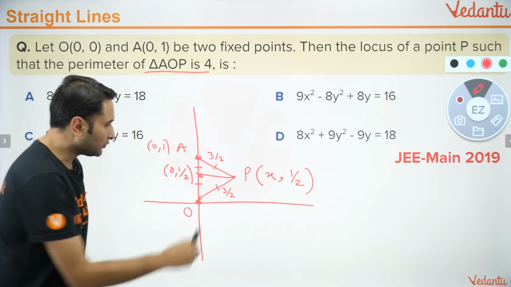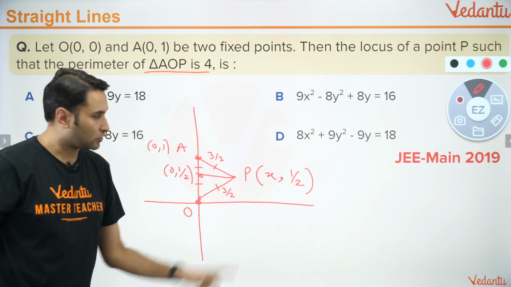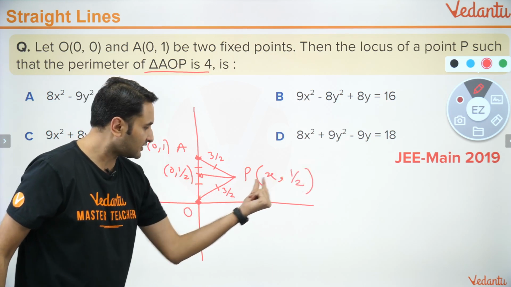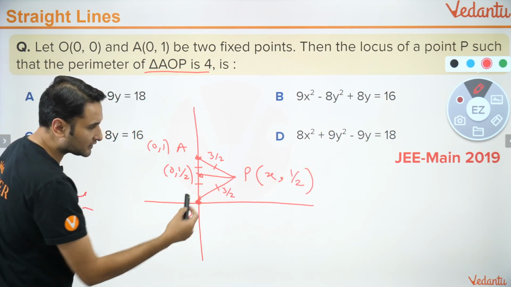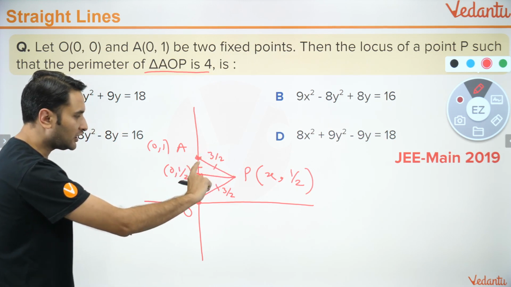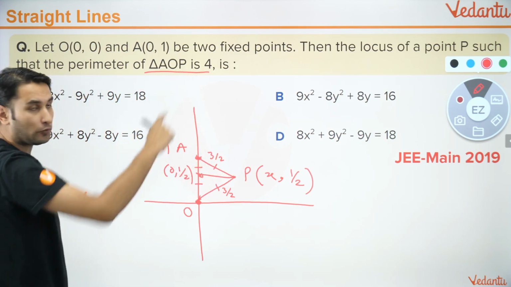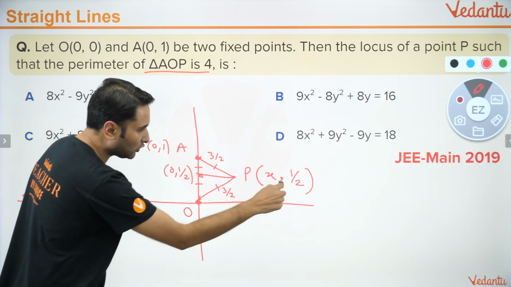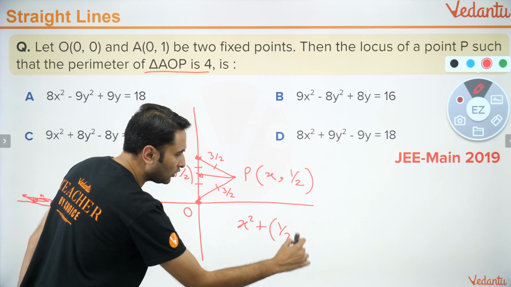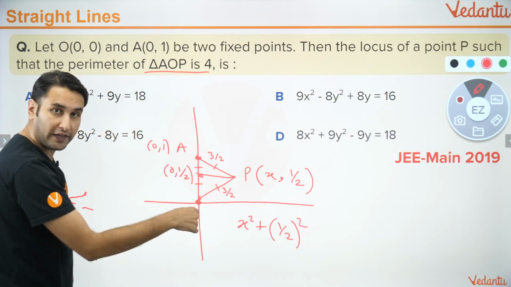बट अब ध्यान से देखो, अगर आप p का ही x निकाल लो तो यू विल गेट अ पॉइंट which will satisfy the locus. कोई x निकाल सकता है इसका? बहुत आसान है बच्चों. OP कितना है? 3/2 because 3/2 plus 3/2 3 plus 1 4. AOP का perimeter is 4. तो बच्चों x कितना हो जाएगा? x square plus 1/2 का whole square. I am doing OP का distance.